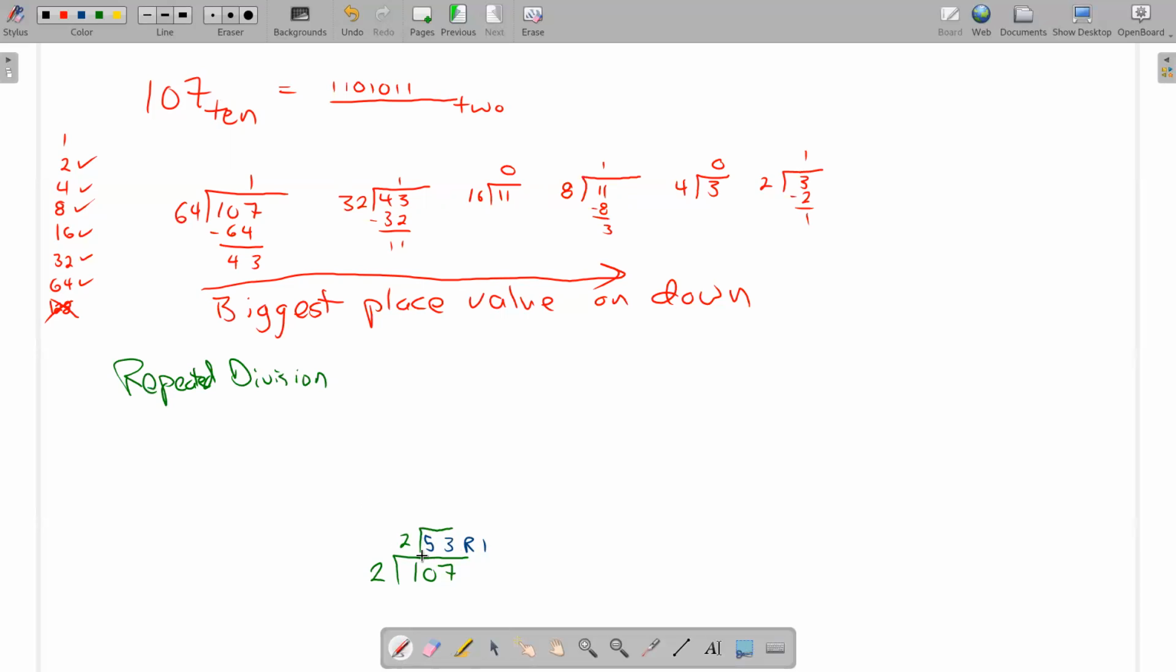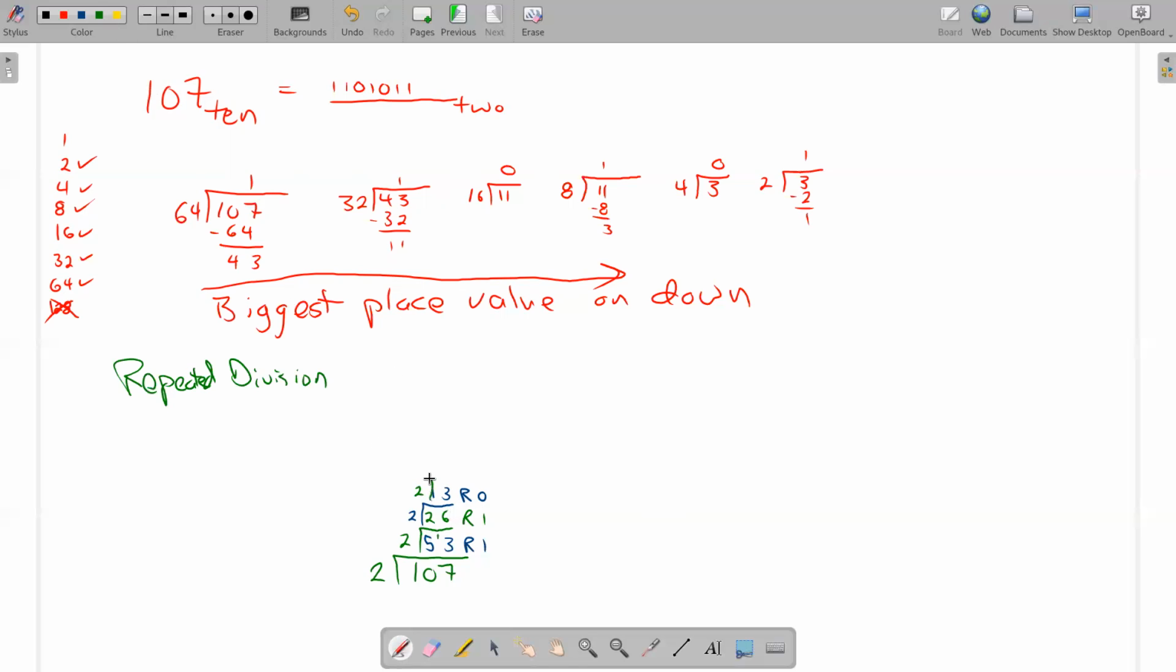2 goes into 53. 2 goes into 5 twice with 1 left over. Now 2 goes into 13 6 times with 1 left over. Keep on going. We go till we get a 0 at the top. 2 goes into 26. 2 goes into 2 once. 2 goes into 6 3 times. Remainder 0.